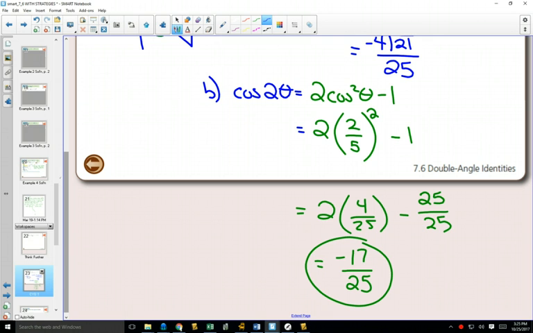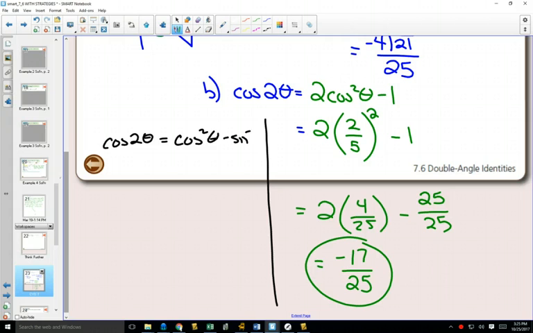Now, had you chosen the other one, okay? So let's say you chose the cos squared minus sine squared. So instead of choosing 2 cos squared minus 1, you're like, I just pick whichever one's first. That's the first one on my formula sheet, so that's what I'm going with. Because I don't know how to pick the best one all the time. So I get cos squared minus sine squared. Well, what's cos? Cos was 2/5, so cos squared will be 2/5 squared. What's sine? Sine was negative root 21 over 5, so sine squared will be negative root 21 over 5 squared.